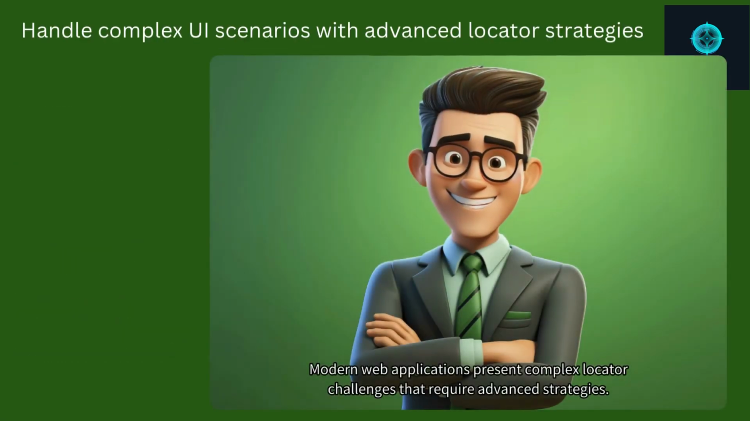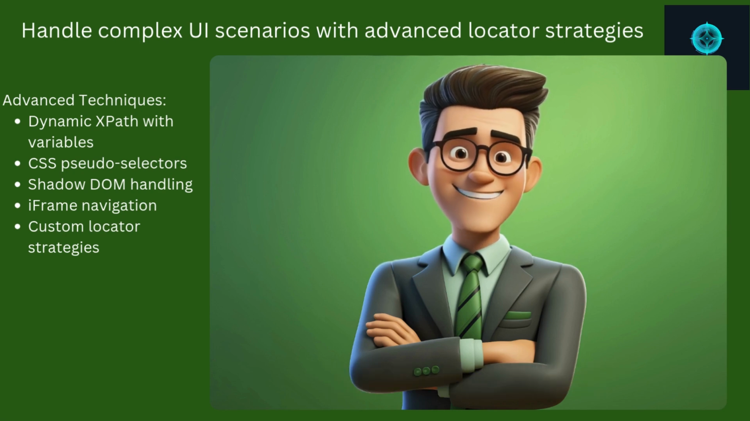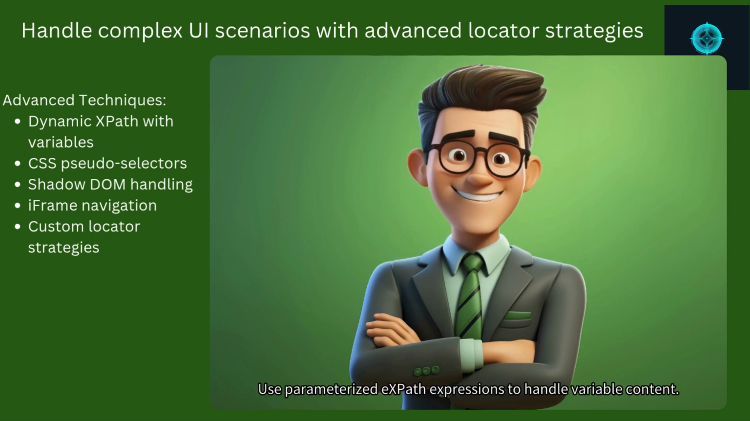Modern web applications present complex locator challenges that require advanced strategies. Dynamic content means static locators often fail. Use parameterized XPath expressions to handle variable content.